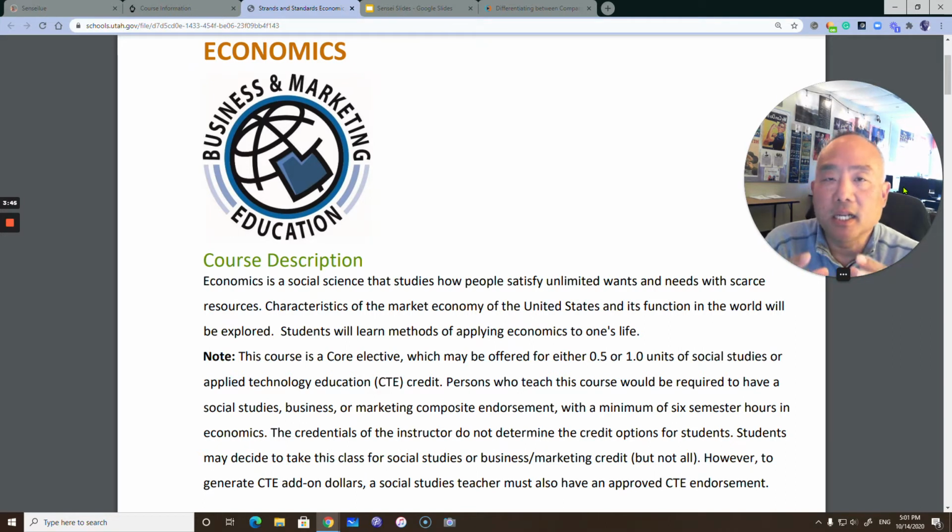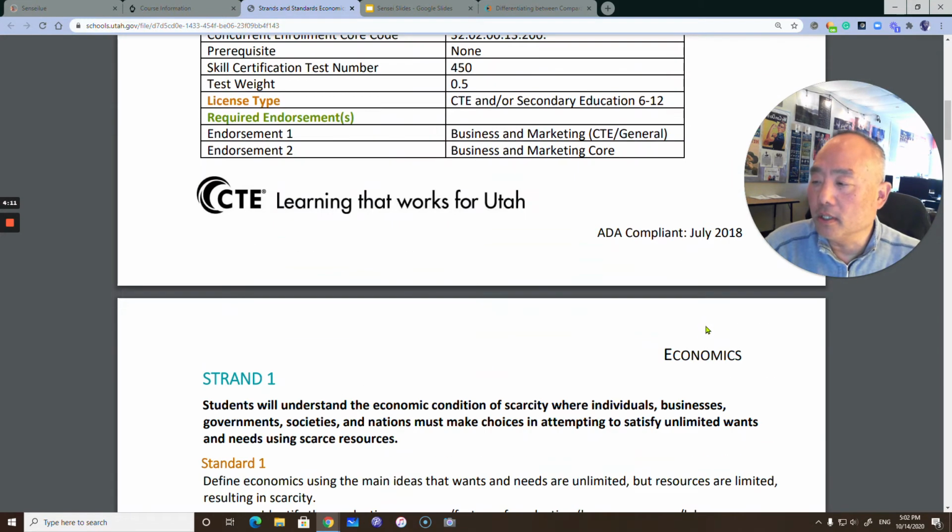This is an elective core that you can take either for a half credit hour of social studies or a half credit hour of CTE, or career and technology education. And if you're aware of that, you may need the CTE credit, you may need the economics credit. It's important to know that. Okay, moving on to strand 1.